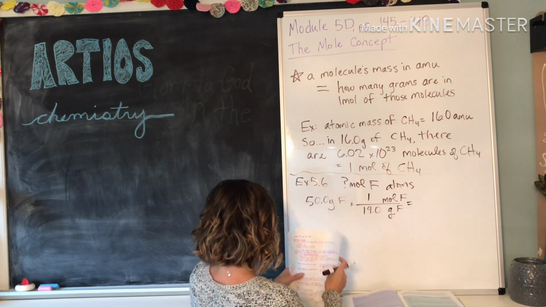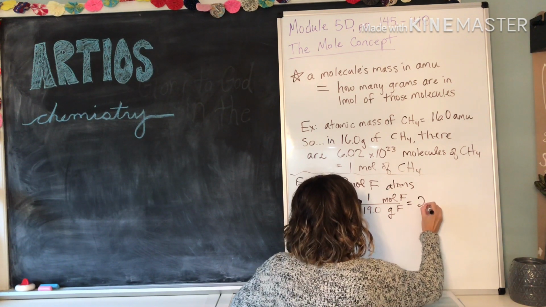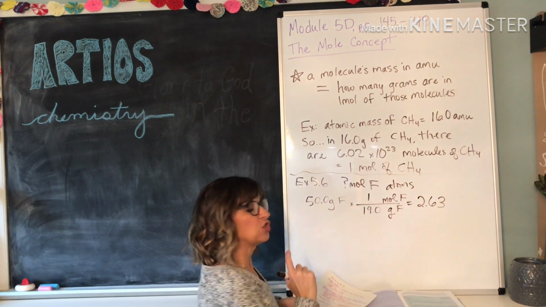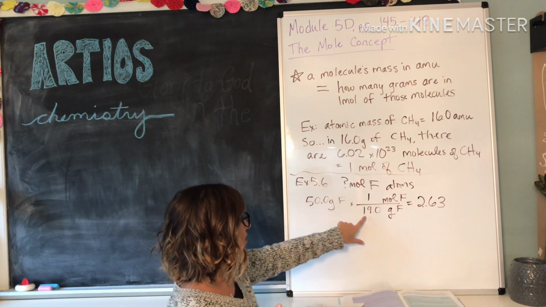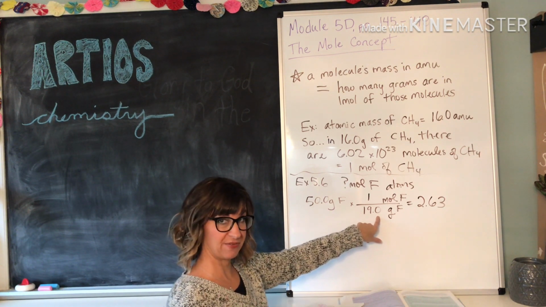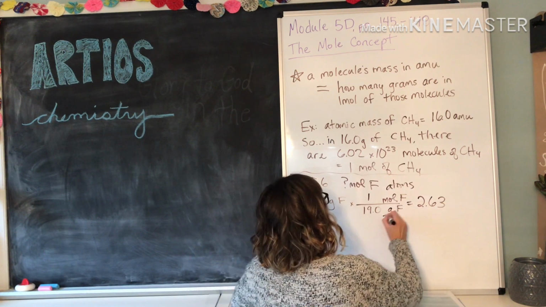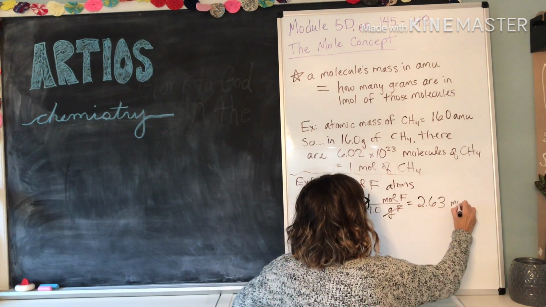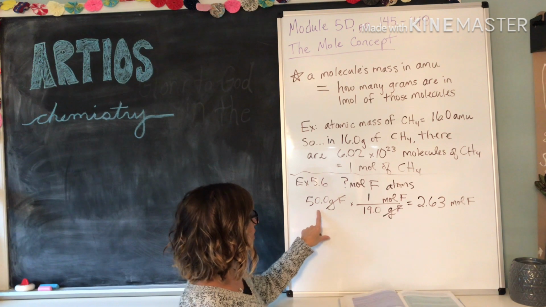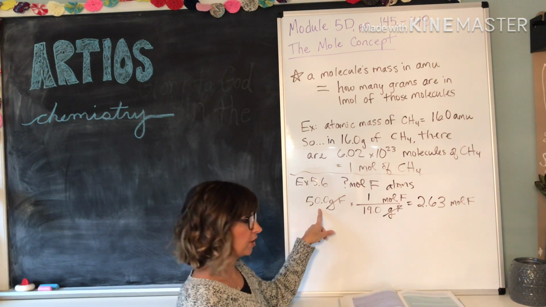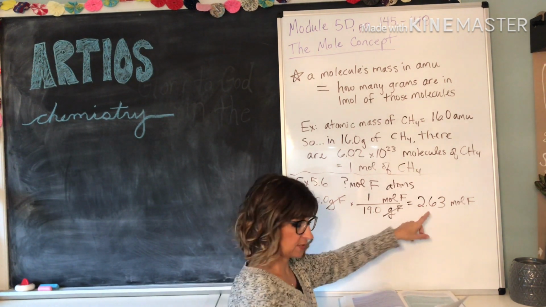50 divided by 19.0 is going to equal 2.63. We're doing a division problem, and so we have 3 significant figures here, 3 significant figures here, so we end up with 3 significant figures in our answer. 2.63. Our units are moles of fluorine. So in a 50 gram sample of fluorine, there are 2.63 moles of fluorine atoms.